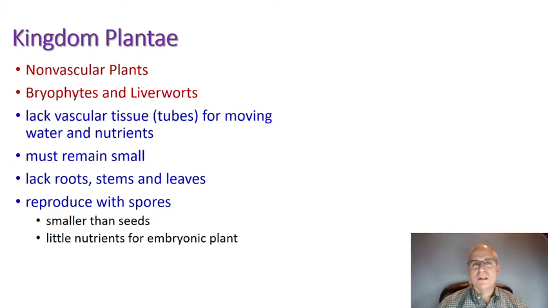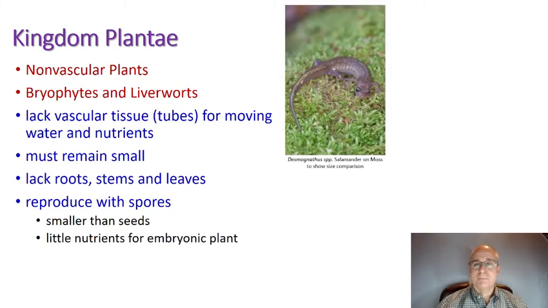Now, a spore is a really, really small structure. It's smaller than seeds, and it's not going to have any nutrients for the embryonic plant. And essentially, it's going to be a single cell with your embryonic plant. So spores are going to need to, in most cases, land someplace where there's plenty of water to allow this single cell to start growing and doing the stuff that it needs to do.